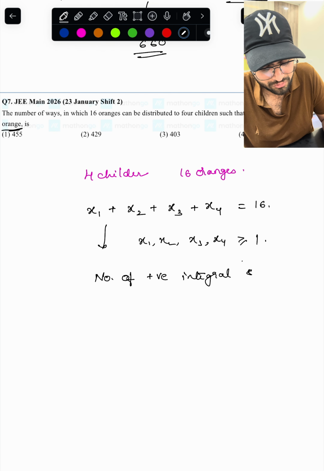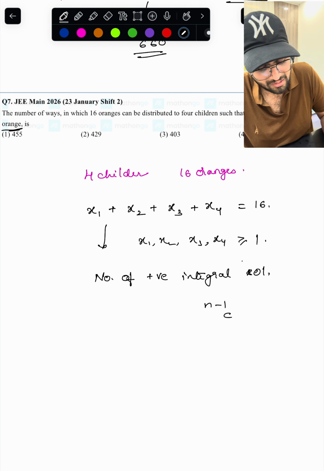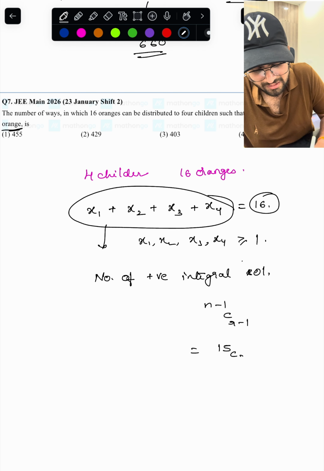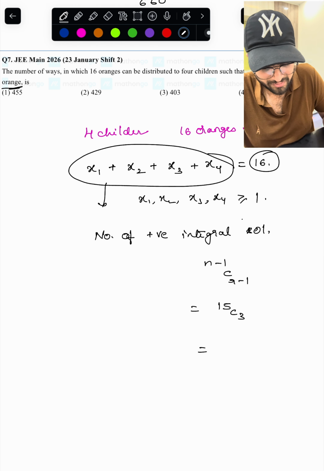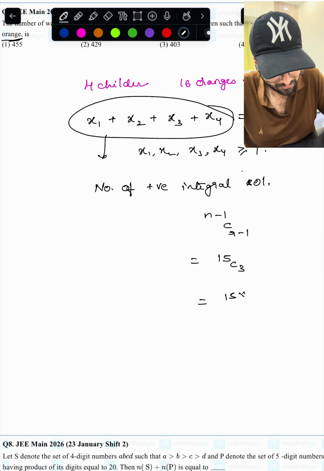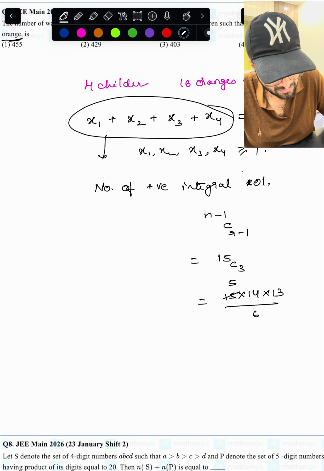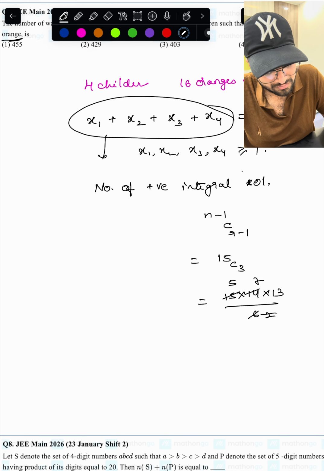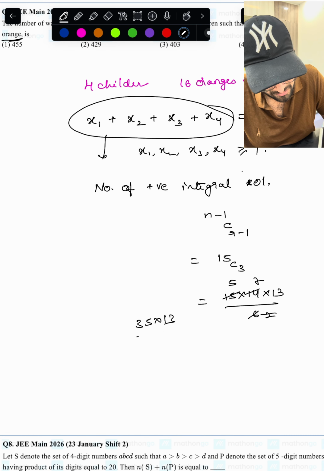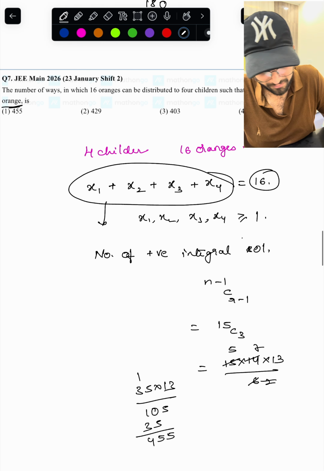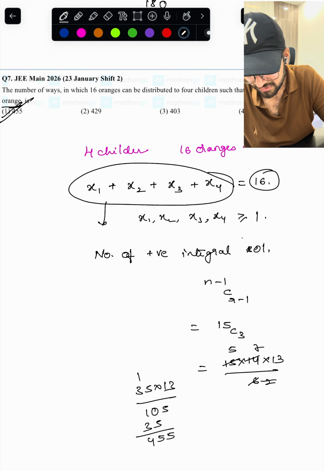Now what is the formula for the total number of positive integral solutions? N minus 1 C R minus 1, where N is 60 and R is 4, so that is 59 C 3. Very simple, directly a one step answer. So 15 C3 means 15 into 14 into 13 by 6. 3 fives are 15, 2 sevens are 14, so 35 into 13. How much? 455. So we are going to get 455. So the first option is the answer.